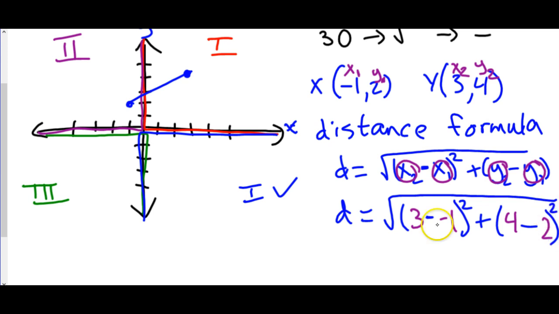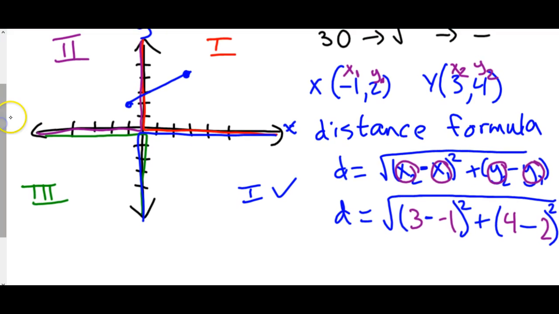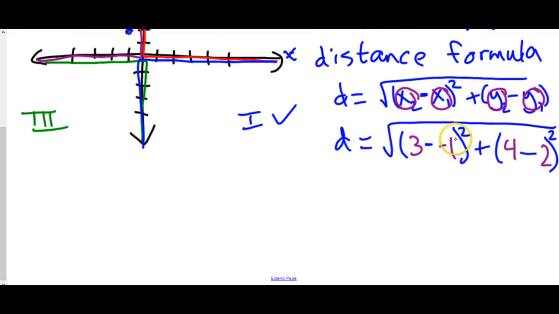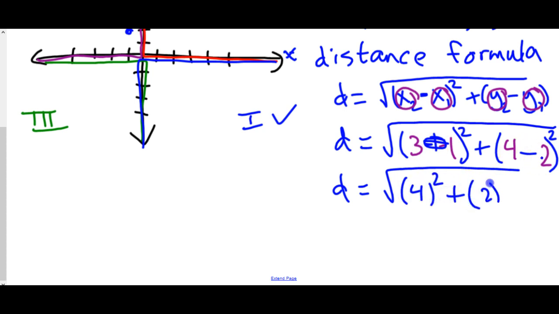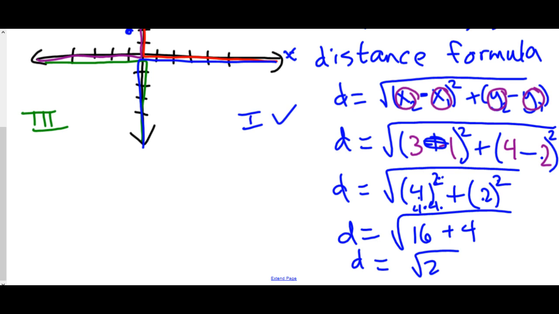Now we have to follow order of operations to simplify this. First, we combine what's inside the parentheses. If we have minus minus, this really just changes to a plus sign. So we'd get d equals 3 plus 1 is 4 squared. 4 minus 2 is 2 squared. We do our exponent next. Squared means multiply it by itself, so 4 times 4 makes 16. 2 squared would mean 2 times 2, which is 4. Add those together, which is square root 20.